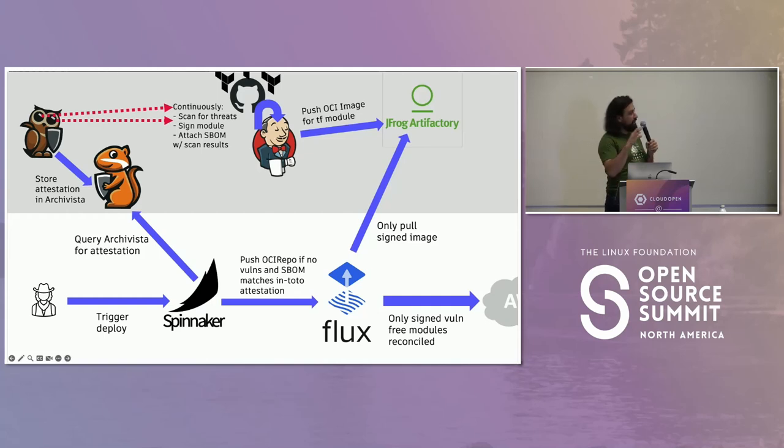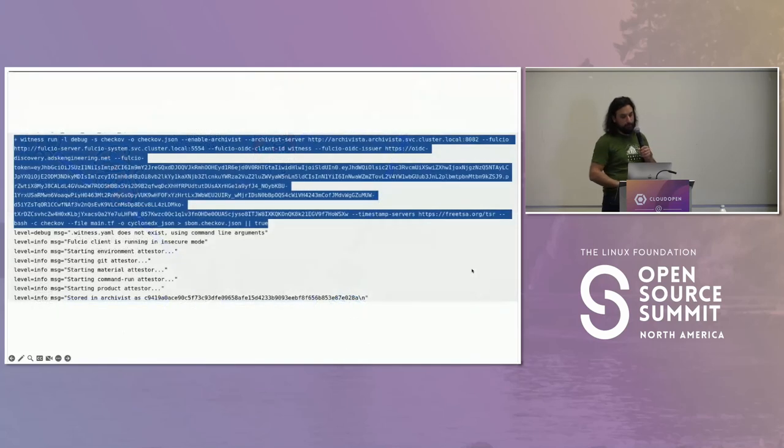And not only that, Witness stores all of that in Archivista, which again is that central store. You can query from many different places. Again, out of band inside of your CD process, it's available to you. So just like before, we run that Checkov scan for static analysis, except this time we wrap it with Witness, like you can see here.